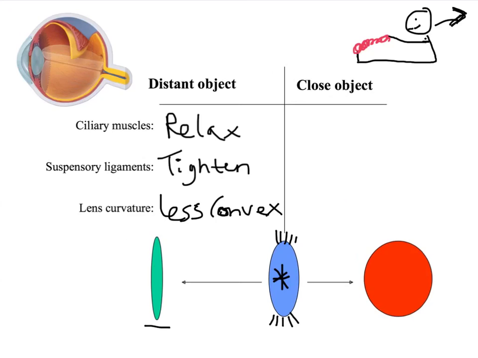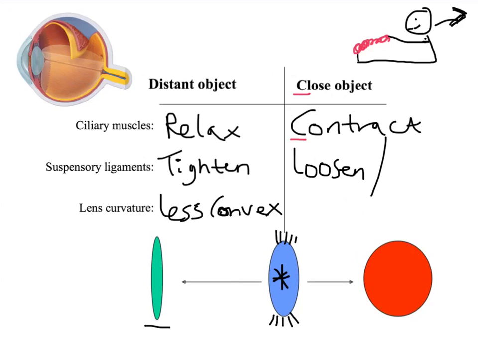Now the complete opposite happens when we look at something close. When we look at an object nearby, the ciliary muscles actually contract. Now an easy way to remember that is close, contract, the two C's together. Now this time when the muscles contract, the ligaments loosen. Or another word for loosen is go slack.